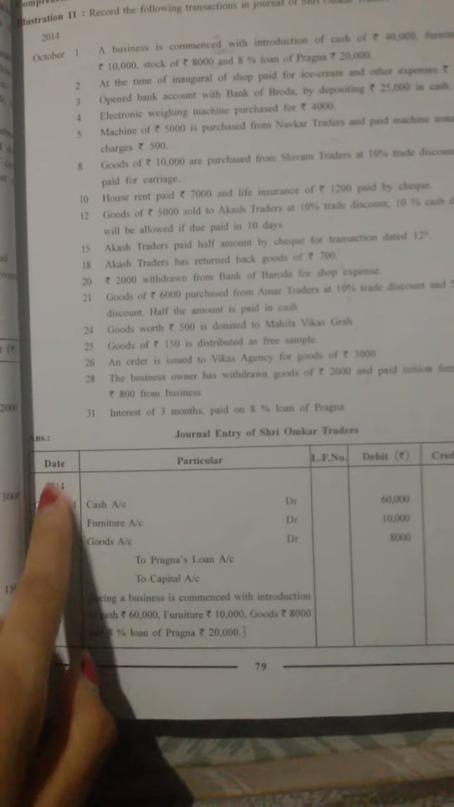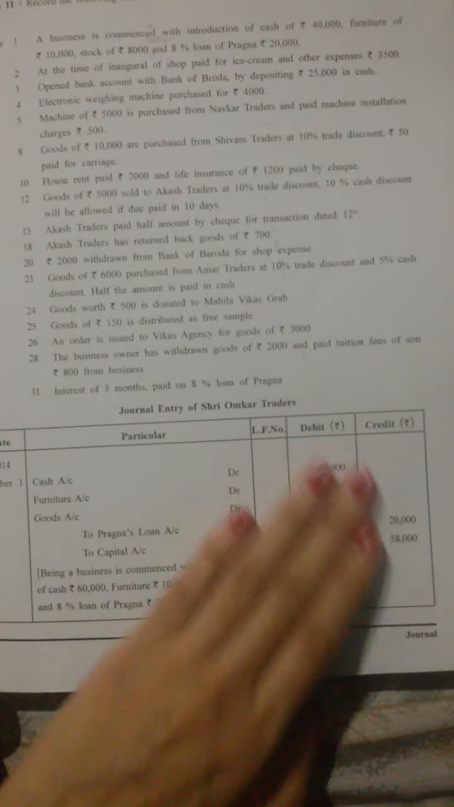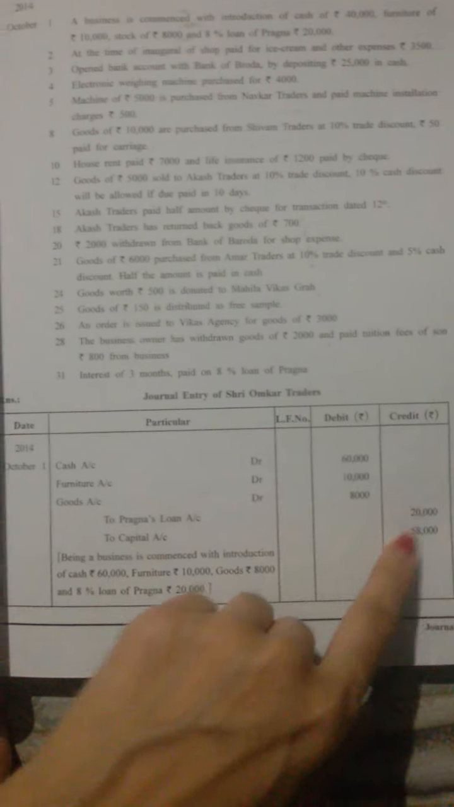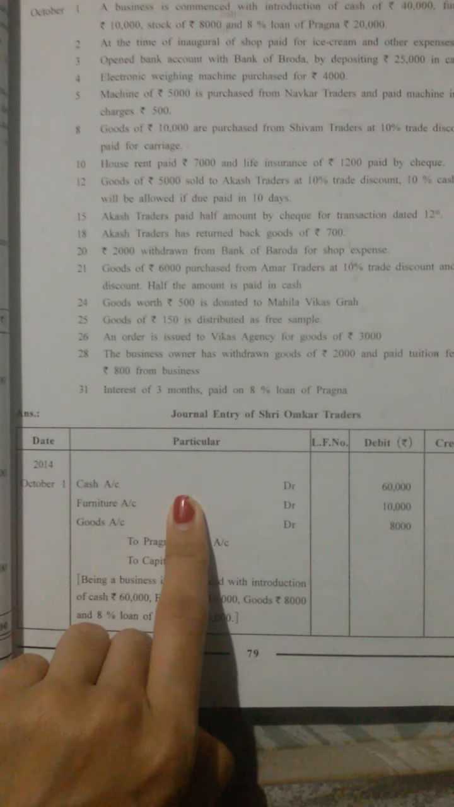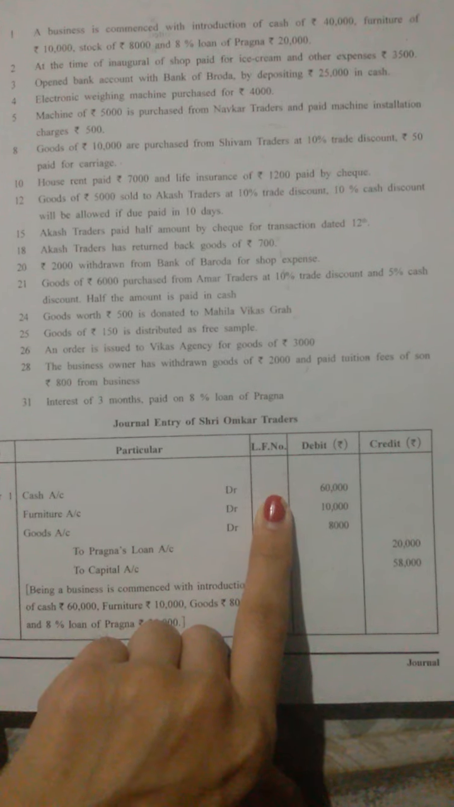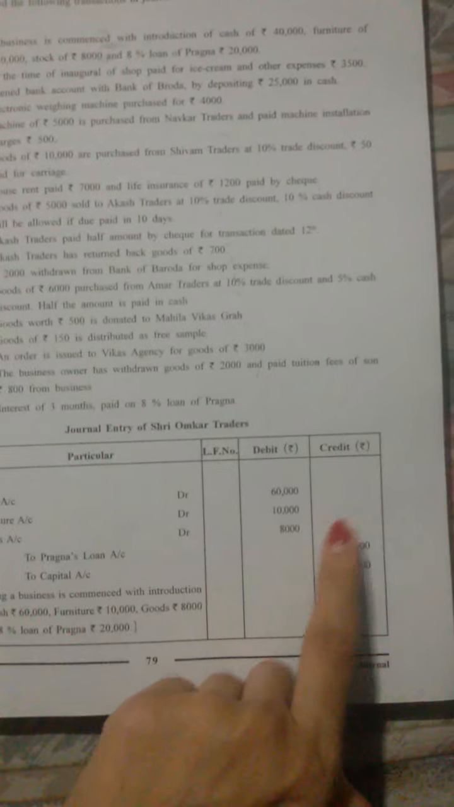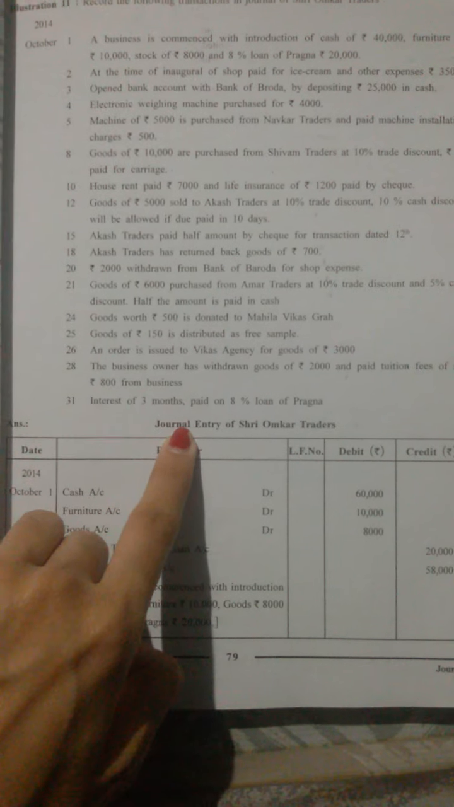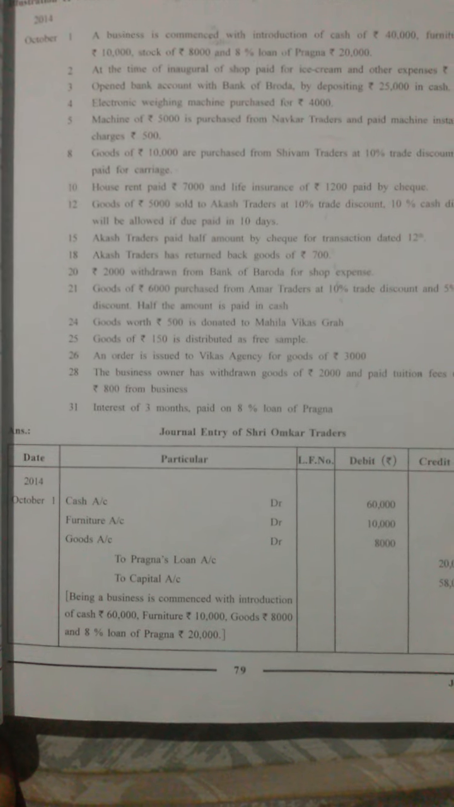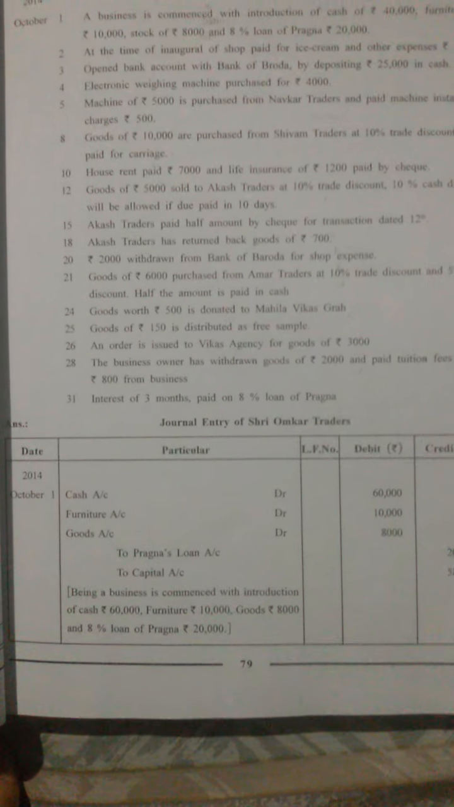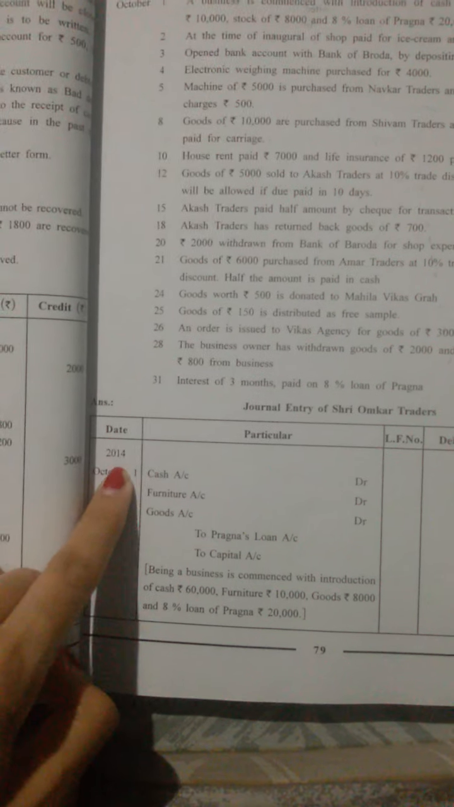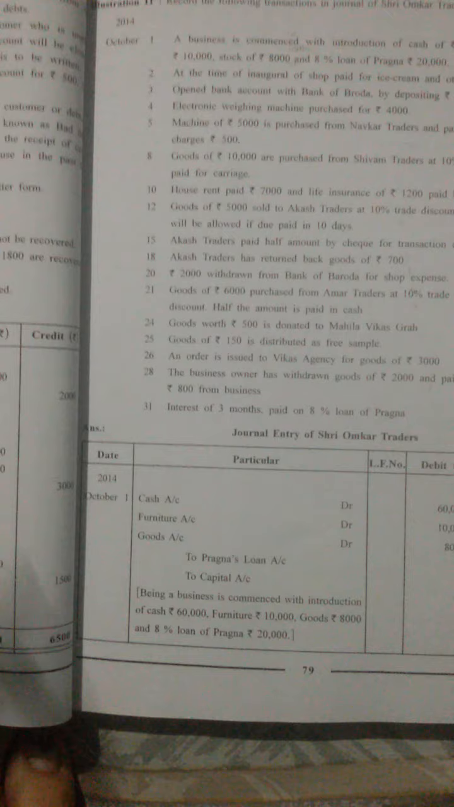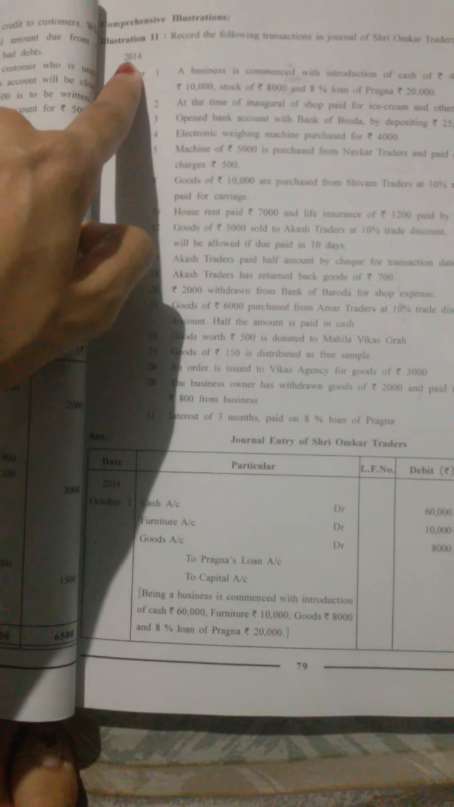First of all, you have to make a column or table for the journal entry. There would be 5 columns. First would be date, second would be particulars, third would be LF number, fourth would be debit amount, and fifth would be credit amount. And on the top of that you have to write the journal entry of Sri Omkar Traders. And in the date you have to first write the year in which the transactions are made. So it is made in the year 2014.